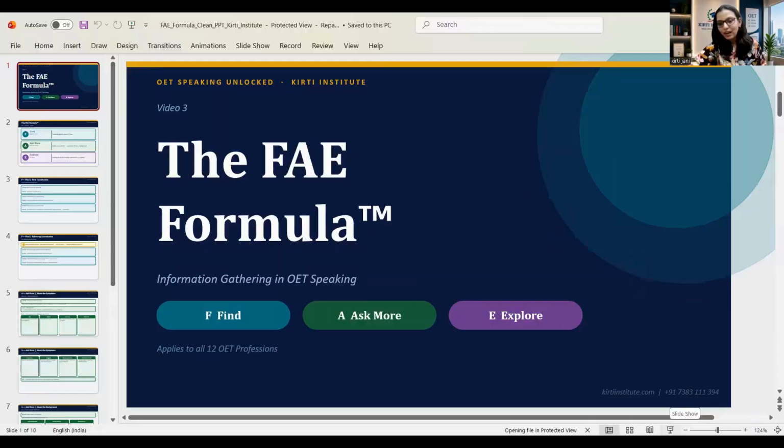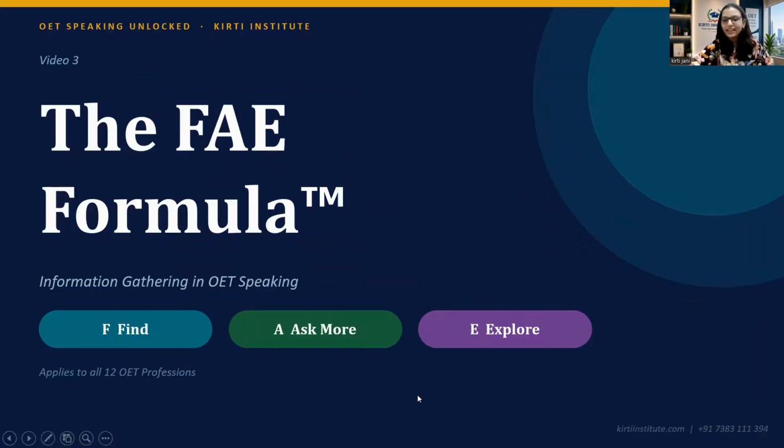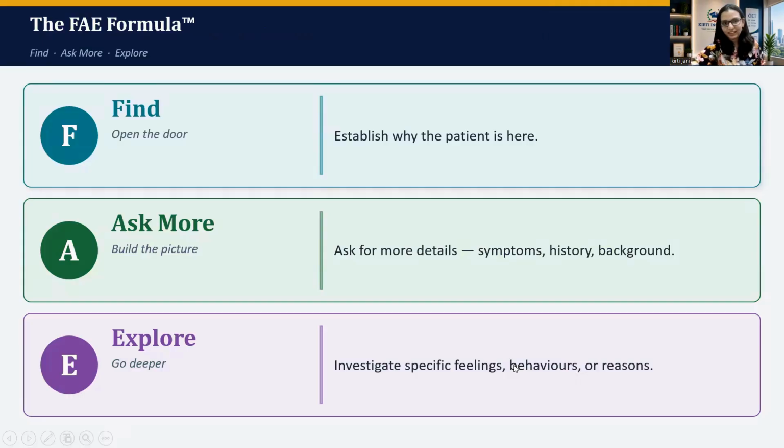Now, it is time to move towards the FAE formula, and I'm super excited to explain it to you. Let's have a look at this PPT. Now, first of all, let's see what FAE means. F stands for find, A stands for ask more, and E stands for explore.